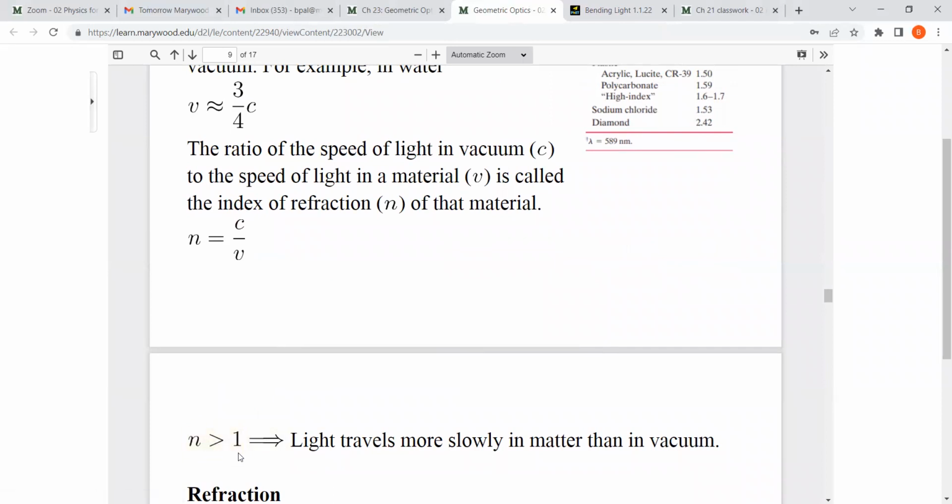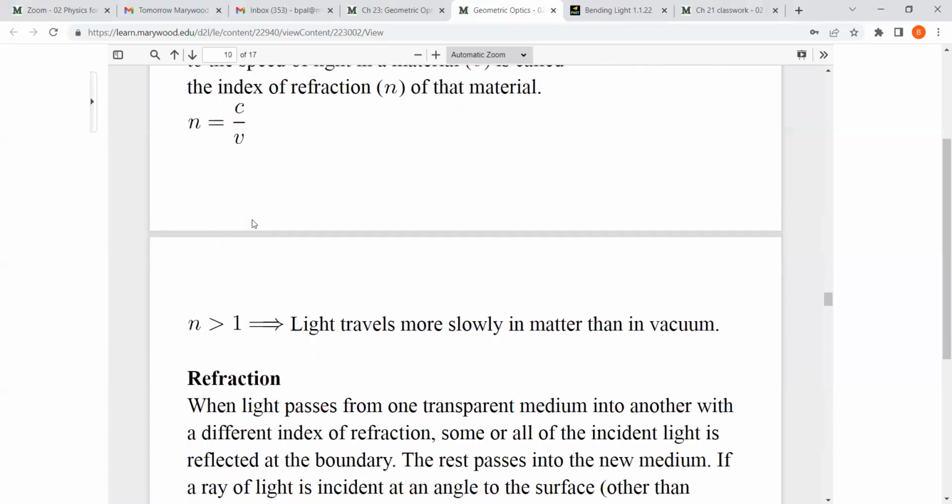is always greater than 1. Why? Because v is always less than c. The speed of light in any transparent material is less than the speed of light in vacuum. So that's why the refractive index is always higher than 1. And that means light travels more slowly in matter than in vacuum.